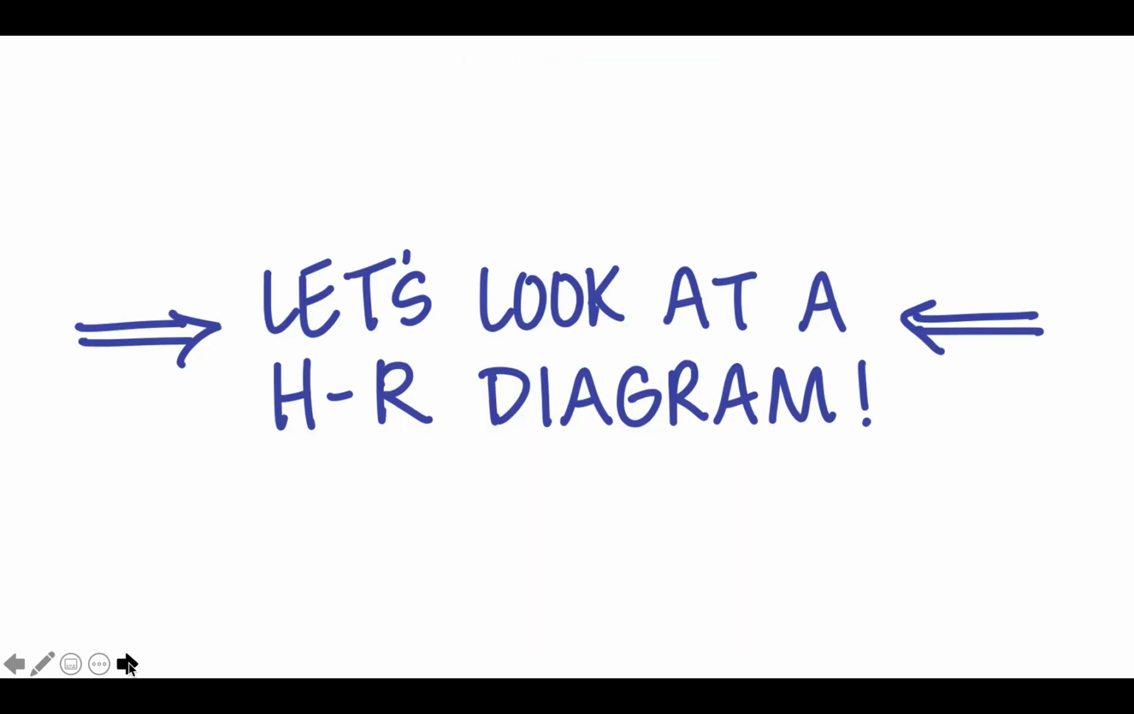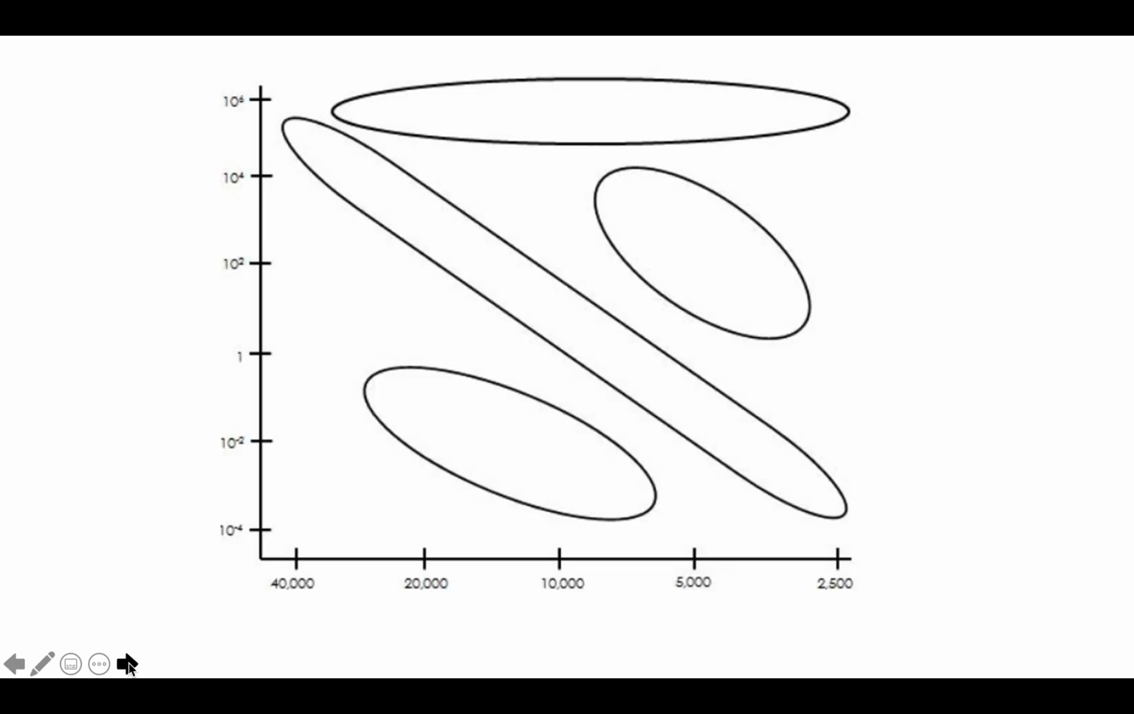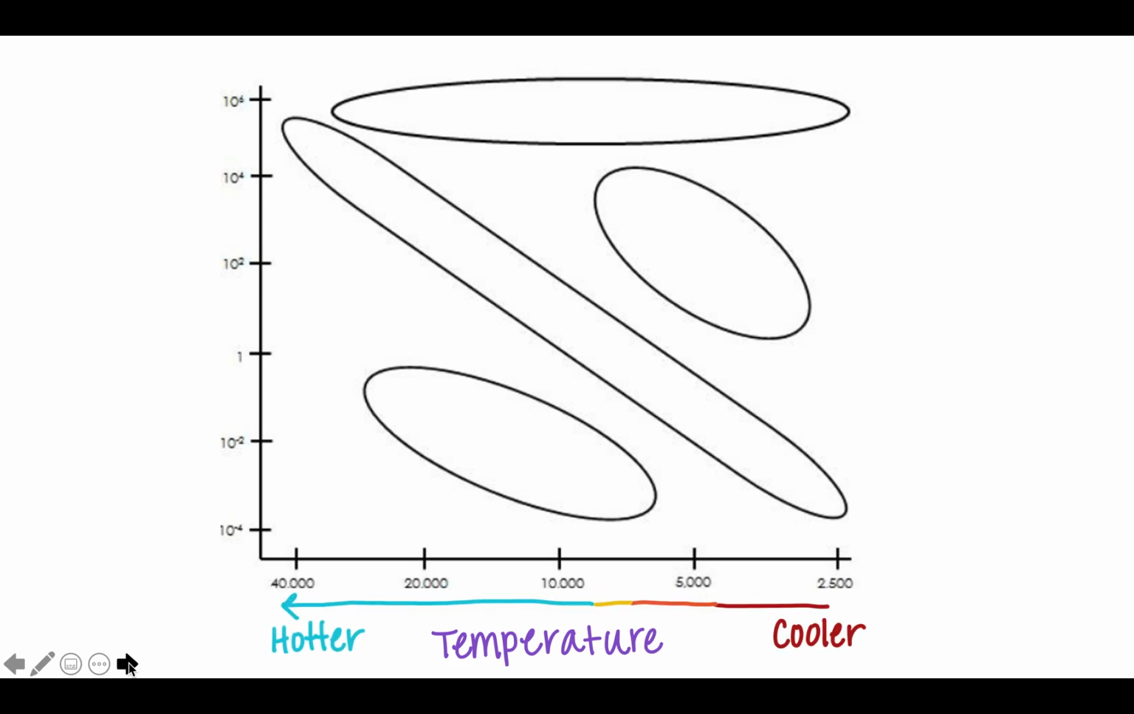Now let's look at the HR diagram. Here we have a blank version of the HR diagram. We're going to talk about the labels and what you're going to find when you actually see the HR diagram. First, at the bottom, you will see temperature of stars. Notice that temperature increases as you go left. So cooler stars are found on the right side of the diagram, and hotter stars are found on the left side of the diagram.